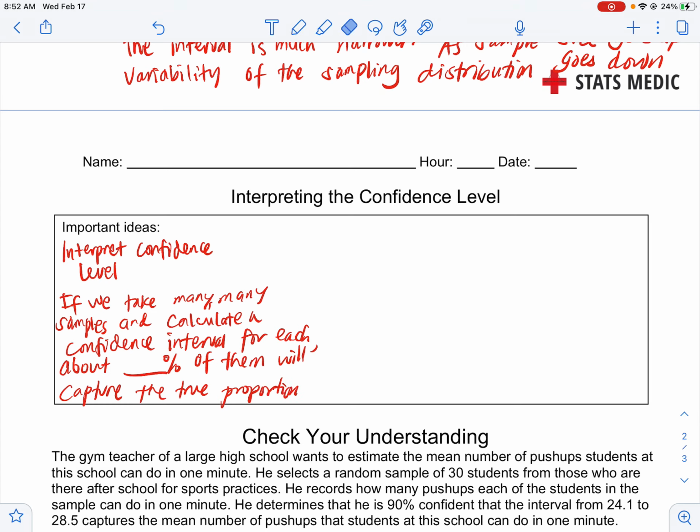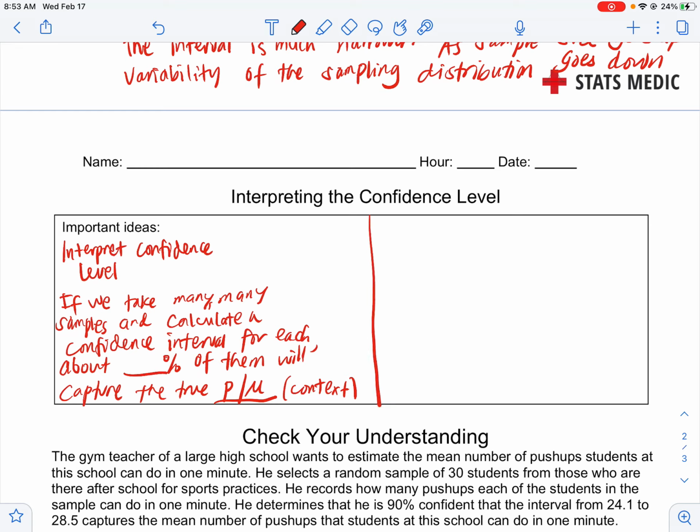or not really proportion though. Let me take that out. We'll capture the true proportion, we'll capture the true mean. Oh, sorry. We'll capture the true proportion or capture the true mean, depends, right? Depending on what context we have. So, if we take many samples and calculate the confidence interval for each, about 95, 80, 85 percent of them will capture the true proportion, or we can say we'll capture the true mean depending on what context we have.